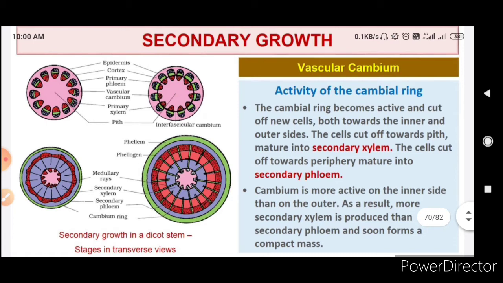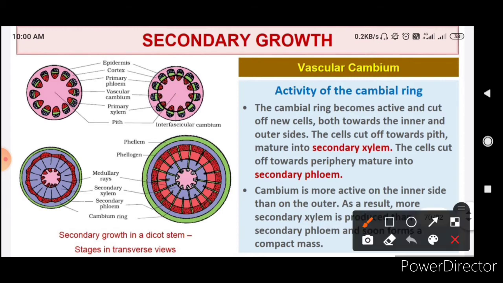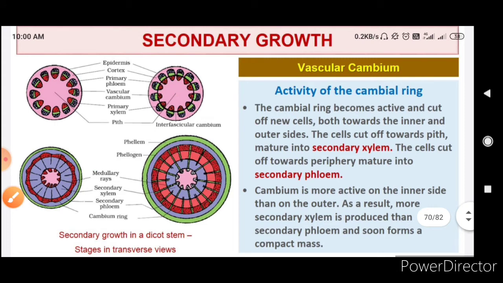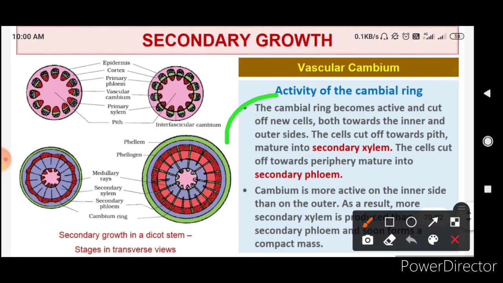Okay, so here you can see in this diagram, once the ring is formed here, okay, there is cutting off of the secondary xylem. So secondary xylem is, this red color is the ring. Okay, the red color part is the secondary phloem and the purple part here is the secondary xylem. It will be like this once the ring is formed.